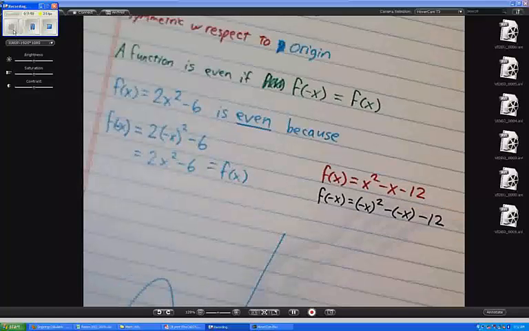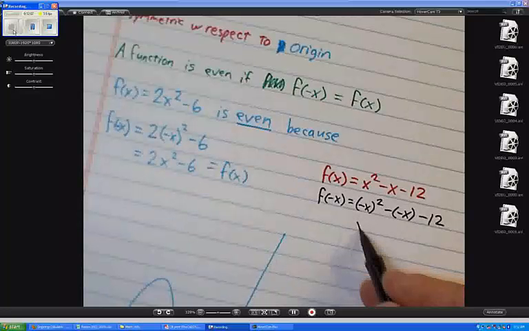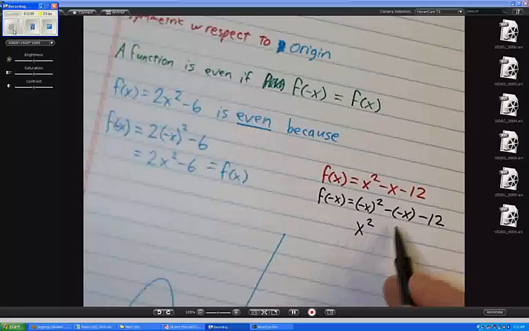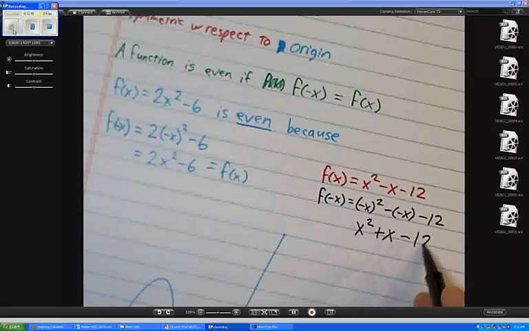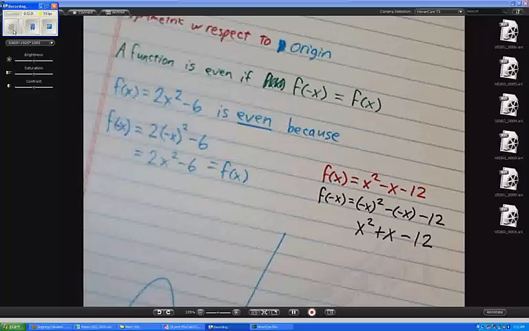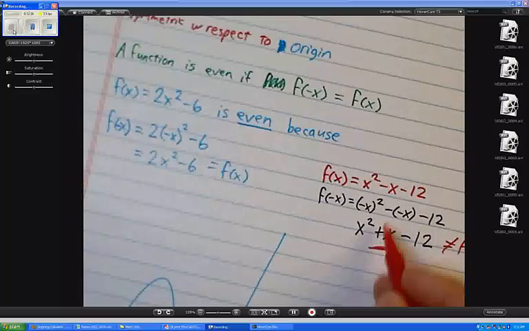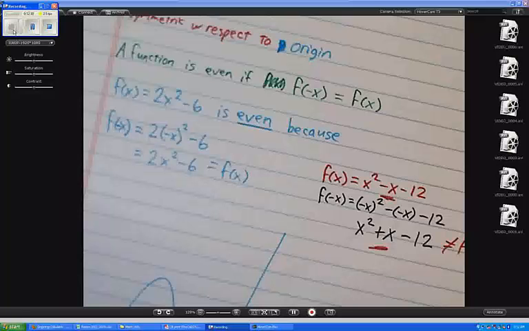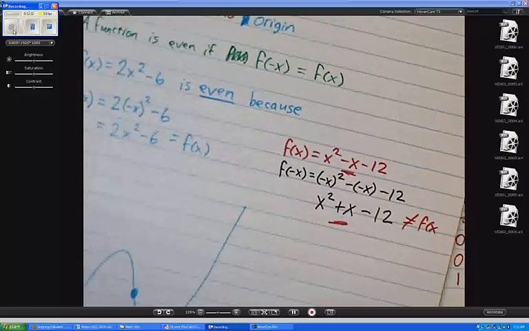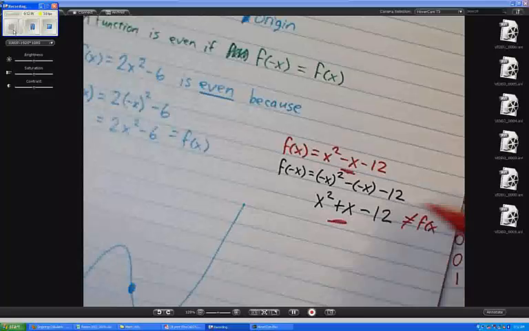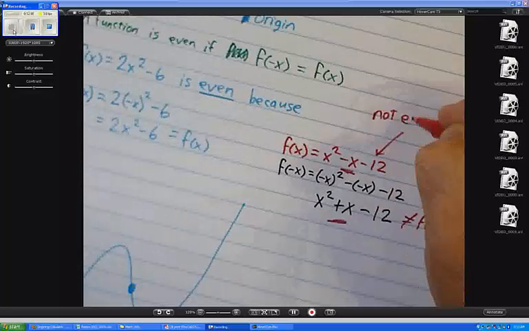And now I'm going to simplify. Well, what's negative x when I square it? x squared. What do I do here? Well, negative negative gives me positive x minus 12. And what do you notice? Those are not the same. That does not equal f of x, right? Here's your problem. You got a minus x up top, you got a plus x on the bottom. That does not equal f of x. So we would say this function is not even.